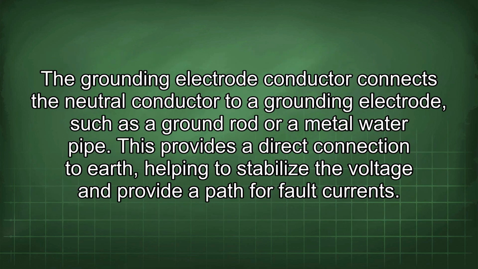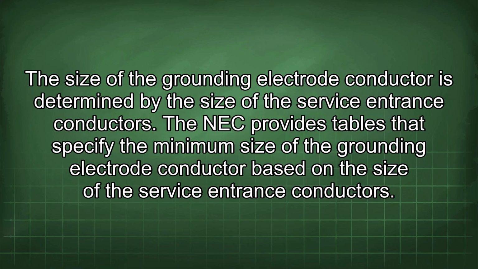The grounding electrode conductor connects the neutral conductor to a grounding electrode, such as a ground rod or a metal water pipe. This provides a direct connection to earth, helping to stabilize the voltage and provide a path for fault currents. The size of the grounding electrode conductor is determined by the size of the service entrance conductors. The NEC provides tables that specify the minimum size of the grounding electrode conductor based on the size of the service entrance conductors.